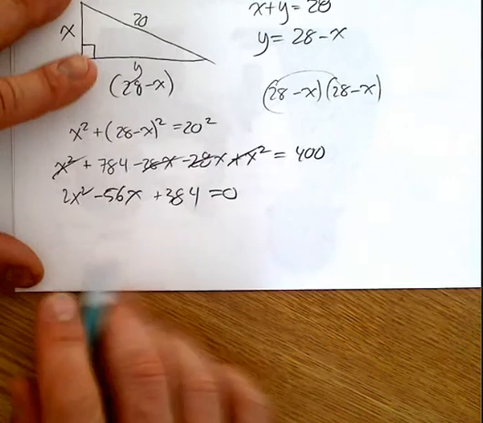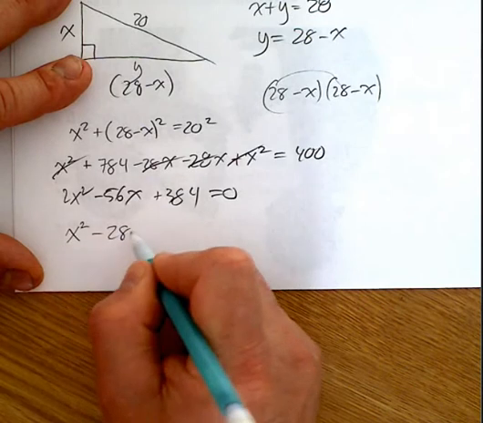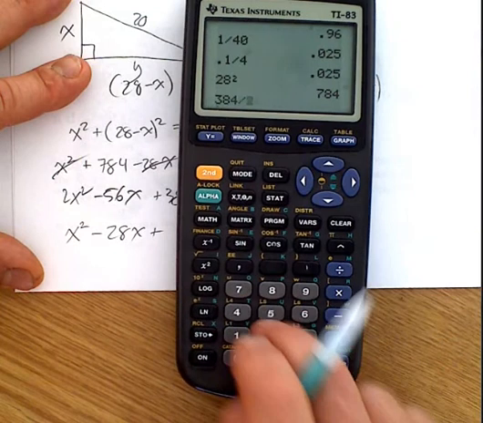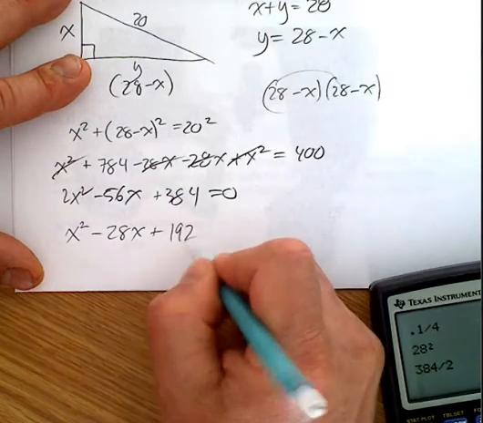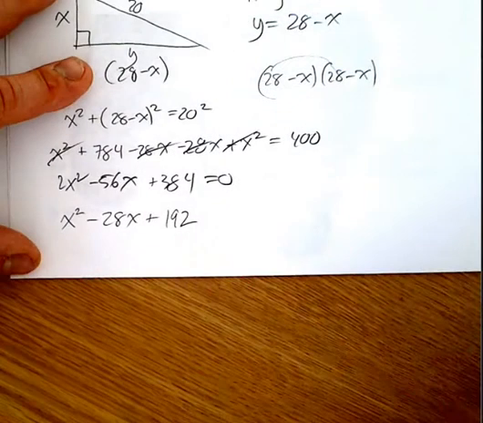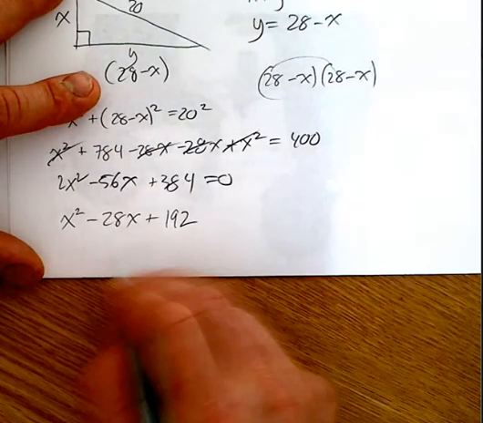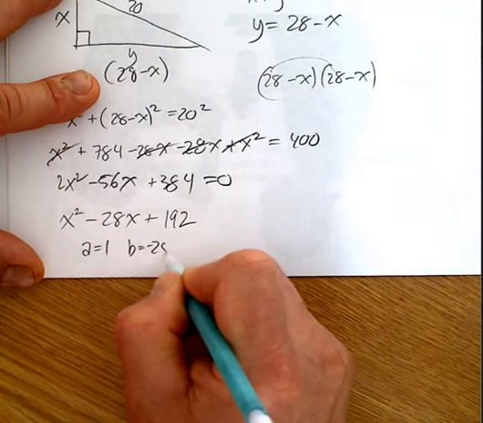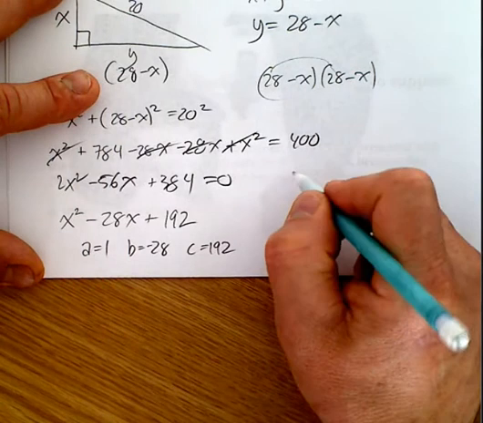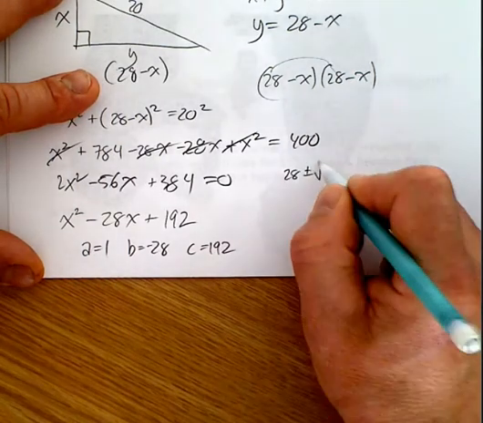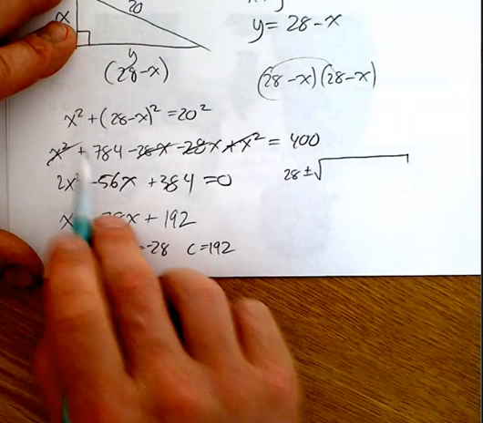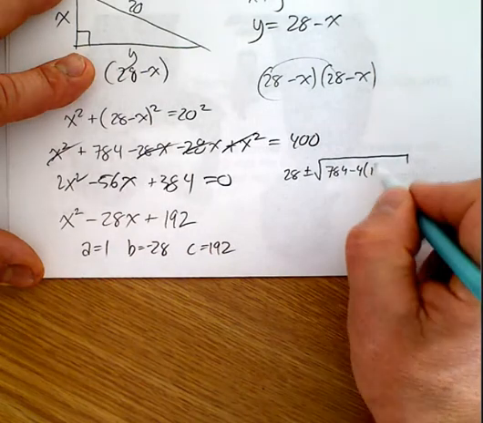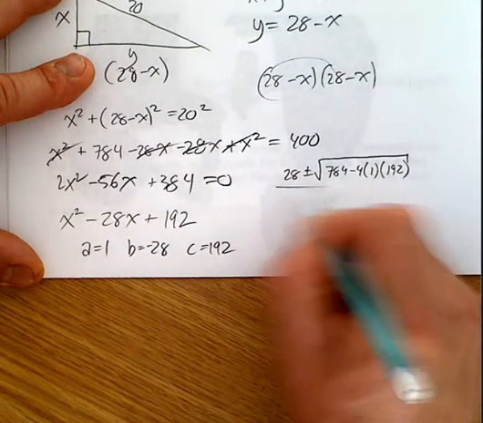Again, reducing it would make it easier to solve. That's going to be, let's make sure, 384 divided by 2 gives me 192. Now, I don't necessarily have an easy way to factor this. You might want to factor it, but let's try the quadratic formula. A is 1, B is negative 28, and C is 192. So 28 plus or minus the square root of B squared. So 28 squared we already saw was 784 minus 4 times A, which is 1, times C, which is 192, all over 2 times 1.